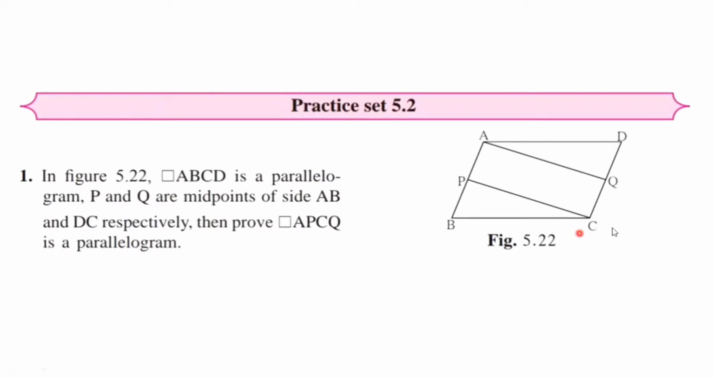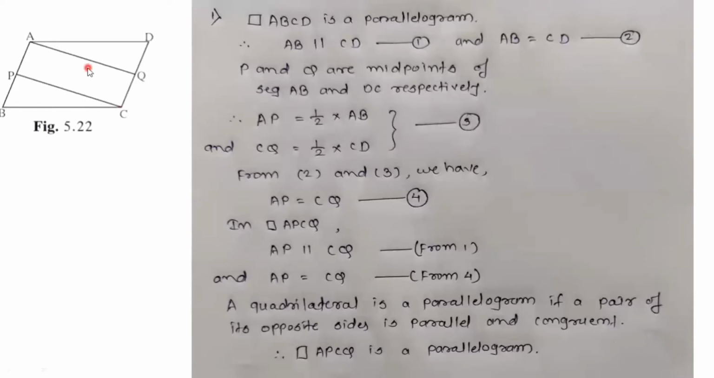So in this diagram, ABCD is given to be a parallelogram. Point P is a midpoint of AB and point Q is a midpoint of CD. And from this we have to prove that quadrilateral APCQ is a parallelogram. Now to prove this, we have a diagram.